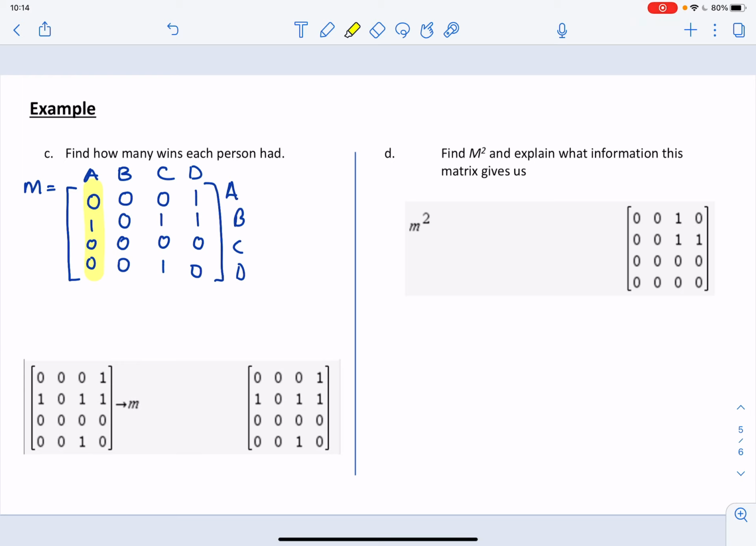So I could multiply it by a row summing matrix, if I really wanted, which would look something like this, 1, 1, 1, 1. And then I would add the columns, because you know the rule is when you're using a row summing matrix, you add the columns. When using a column summing matrix, you add the rows. So I would add the rows here, and I would end up with 1, 0, 2, and 2. That just means that Abby had 1 win, Bess had no wins, Kath had 2 wins, and Denise had 2 wins. So that's part C covered.